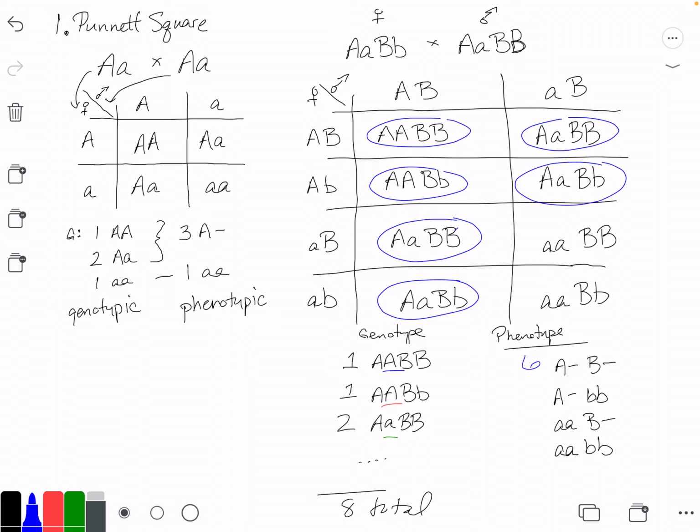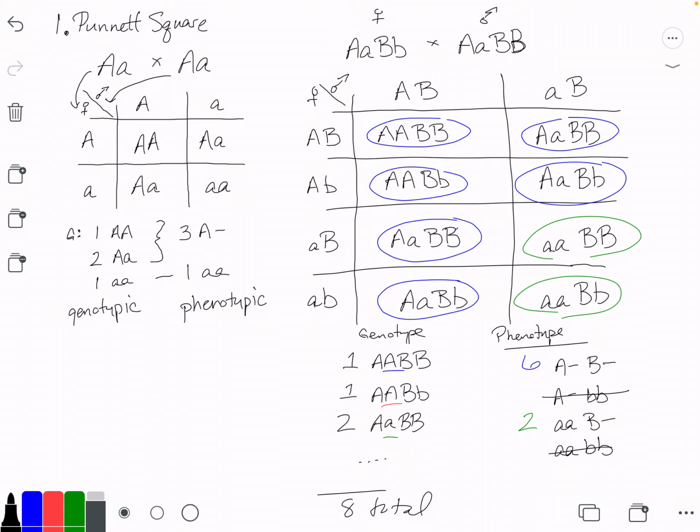I don't have anything that's dominant A recessive B, and that's of course because the one parent had homozygous dominant, so I don't have any of those. I do have recessive A dominant B, two of those guys, and I don't have any in the fourth category. So I've got 6 out of 8 in the one category, 75%, 2 out of 8 in the other category.